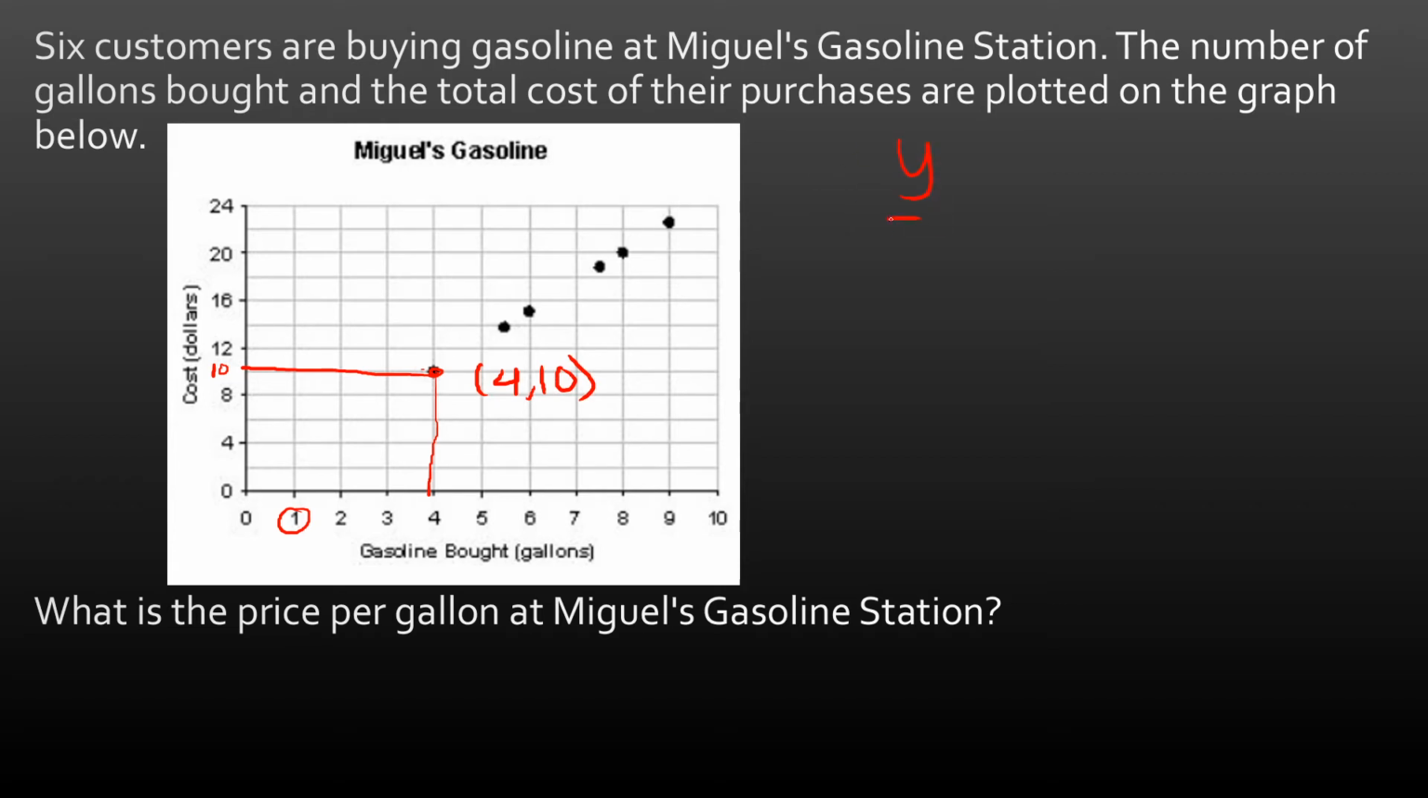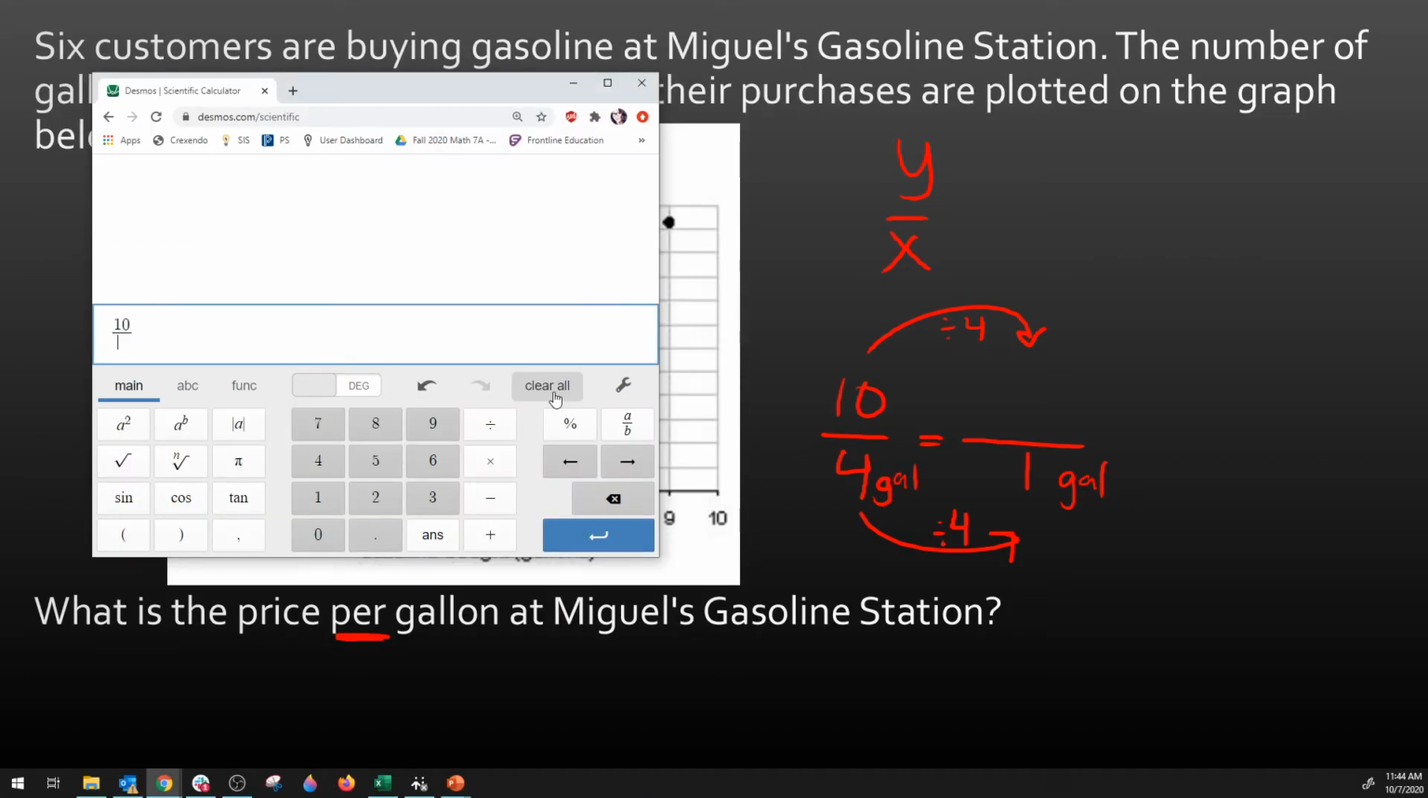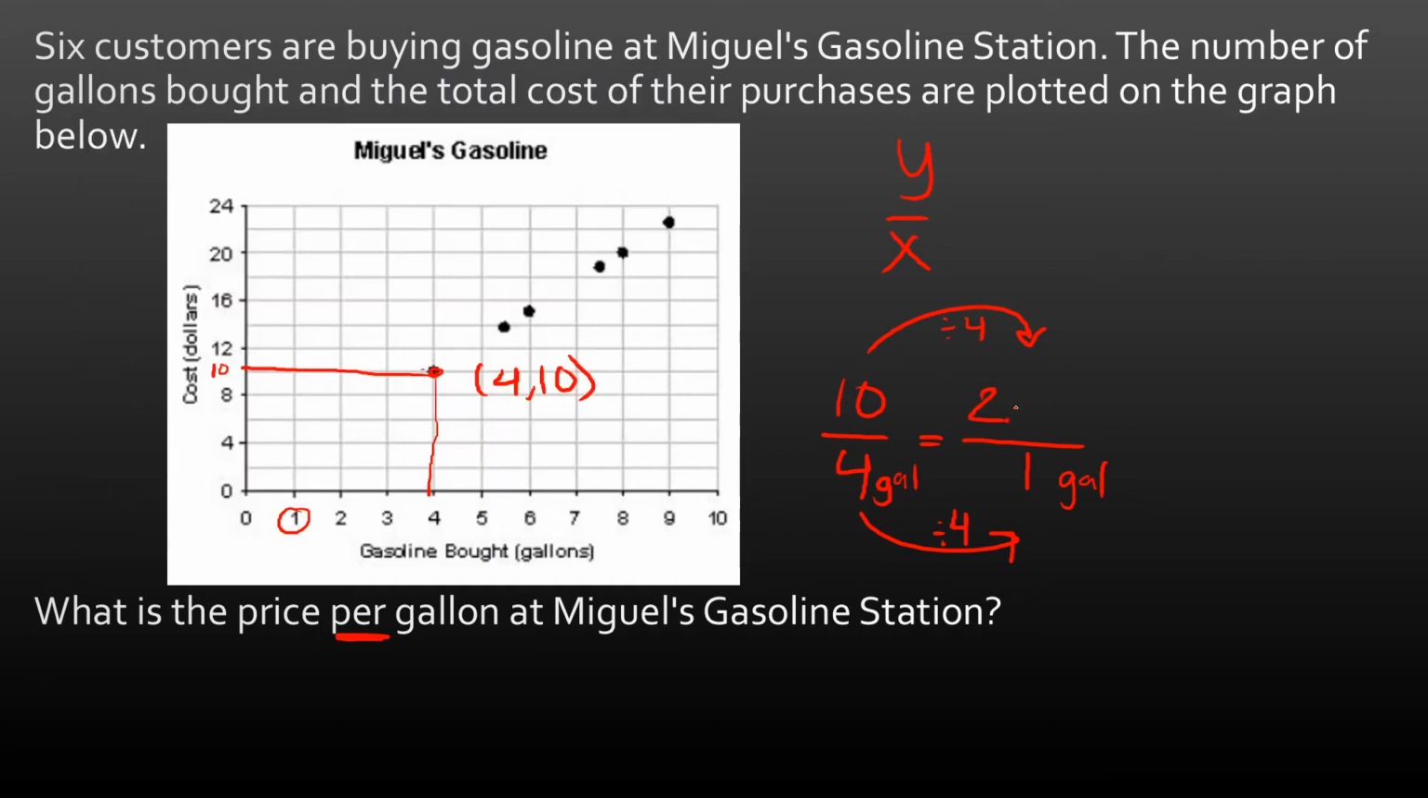Remember, I want to write it as y over x, which means I'm going to have 10 over 4. This bottom number represents gallons. I want to know how much I'm paying per gallon. Remember, per is another way of saying 1. Let us divide top and bottom by 4. So 10 divided by 4. For this one, especially since it's an exam, I would recommend double checking it in your calculator. 10 divided by 4 is 2.50, which means I am paying $2.50 for each gallon of gas at this station.